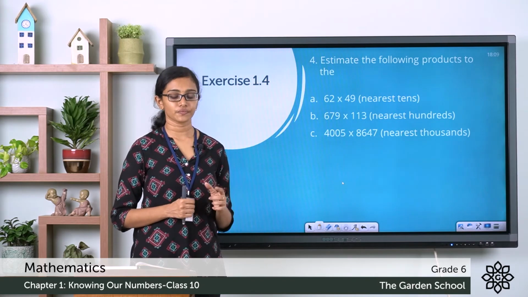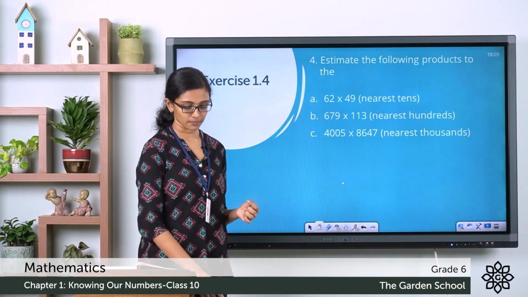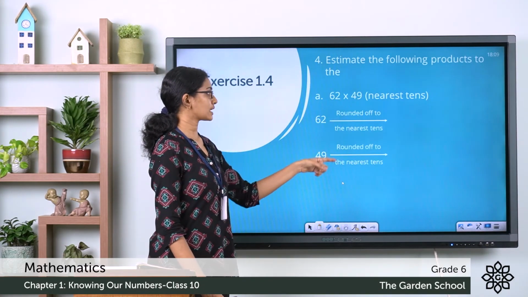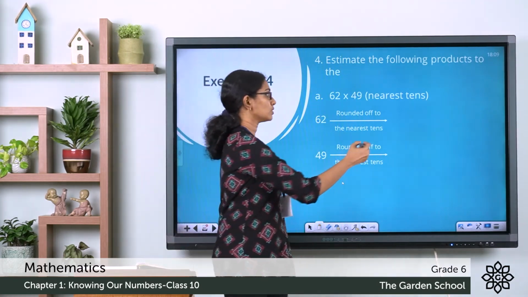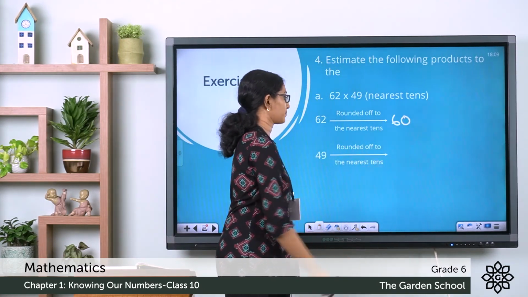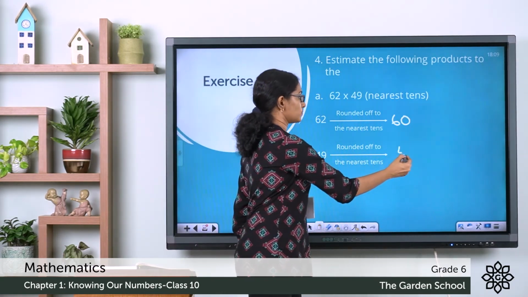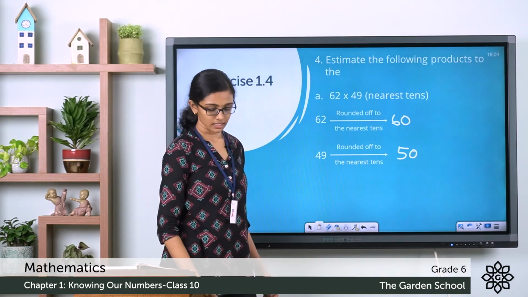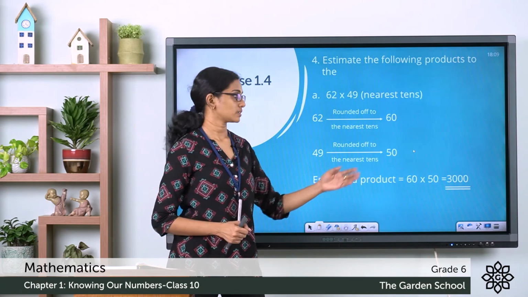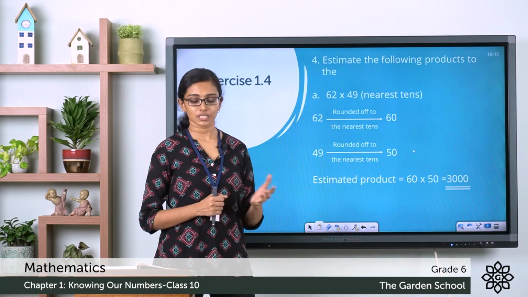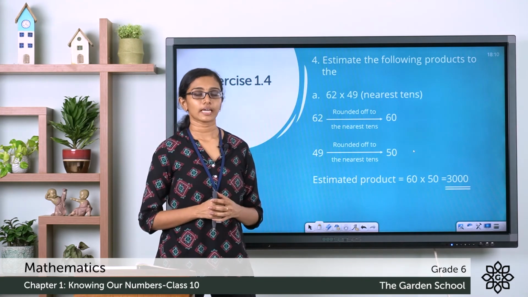Let's take the example of the first one, 62 into 49. Here you have to find out the estimated product by rounding off to the nearest tens. So, 62 rounded off to the nearest tens will give you how much? Gives you 60. And 49 rounded off to the nearest tens will give you 50. So, what is the product? The estimated product will be equal to 60 into 50, that is equal to 3000. Similarly, you have to find the estimated products of the other 2 cases as well.